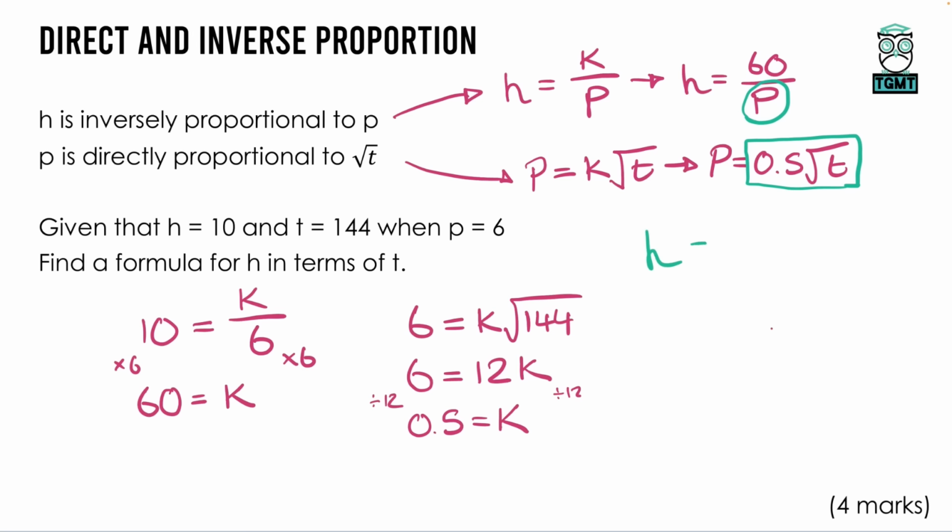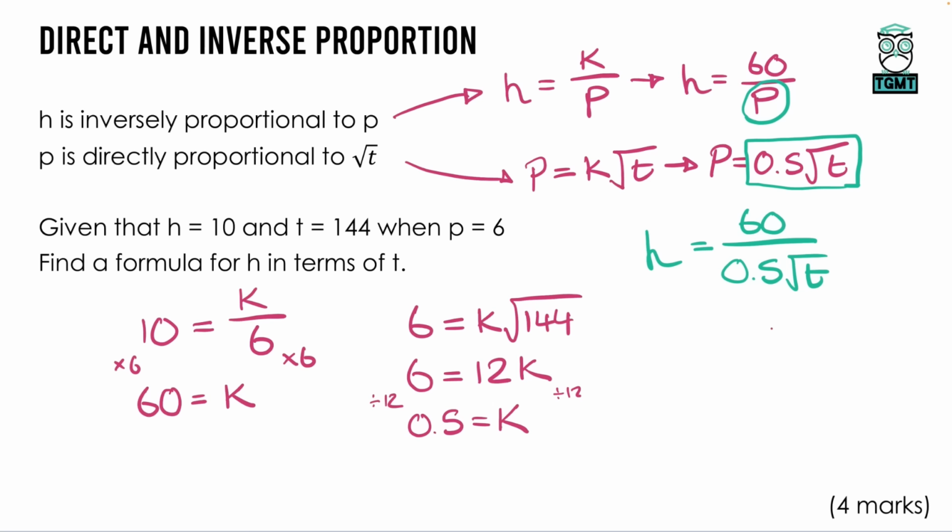We have h is equal to 60 divided by p, and p is equal to this 0.5 root t. So now we've done that, we do actually have a formula for h in terms of t. It says h is equal to, and then we've got something with a t in, which just means in terms of t. So to actually find this formula, we do need to make sure that there are no decimals within the fraction there. So we need to get rid of that decimal.